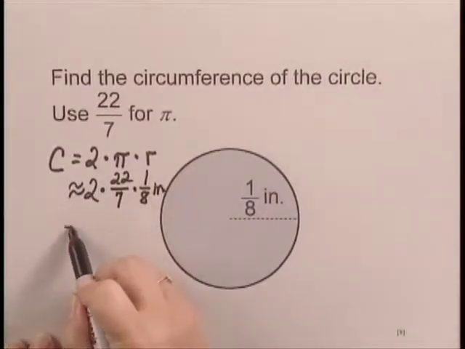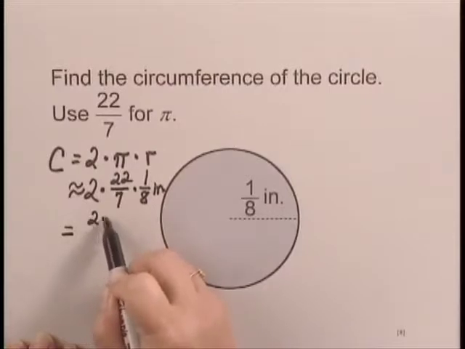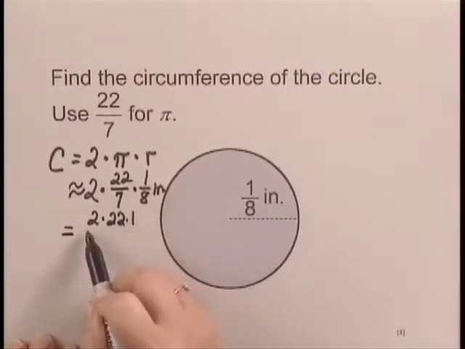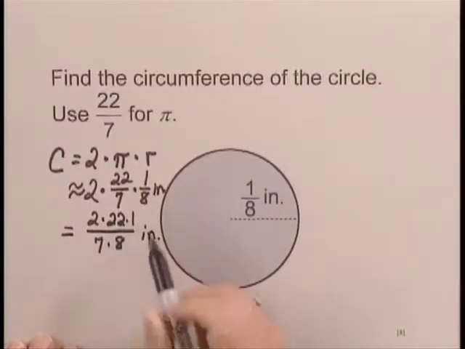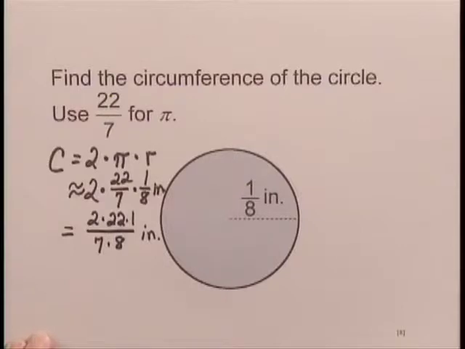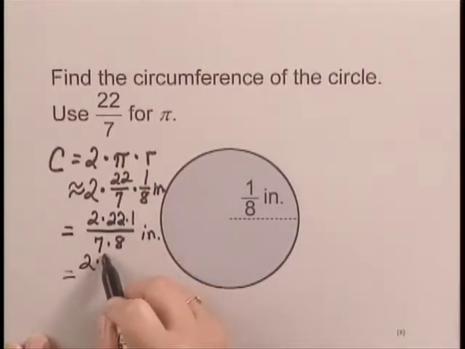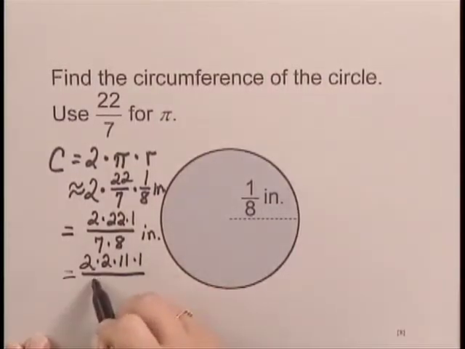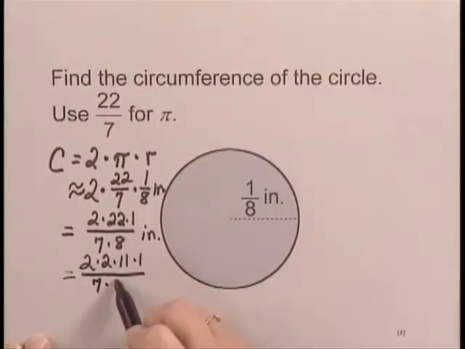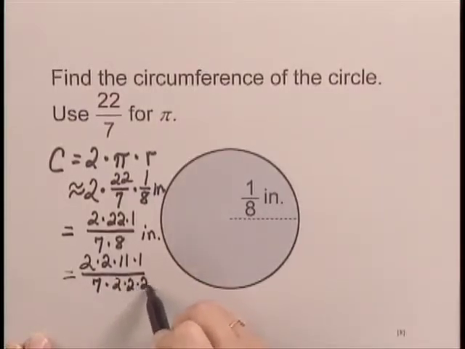Carrying out the multiplications, I have 2 times 22 times 1 over 7 times 8 inches, multiplying numerators and multiplying denominators. And before I carry out the multiplications, I will factor out an additional factor of 2 out of the 22. 2 times 2 times 11 times 1. And the 8 I will factor as 2 times 2 times 2. And our units are still inches.